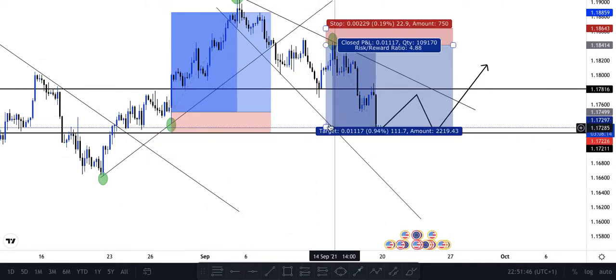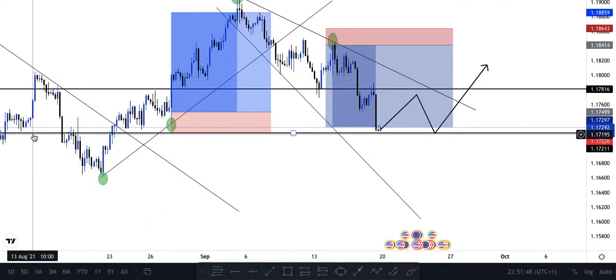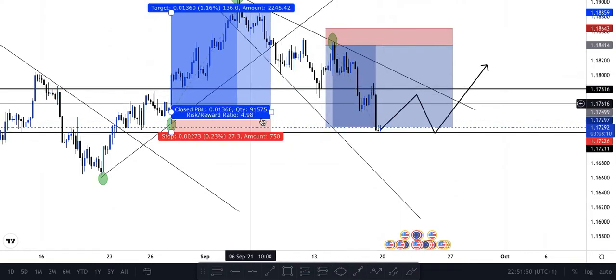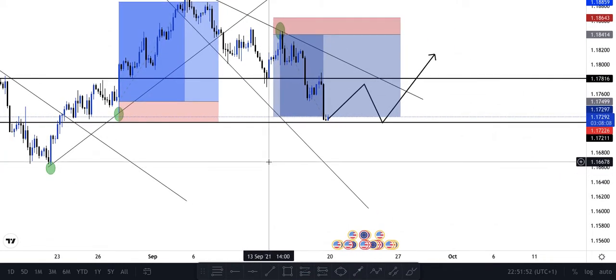And if you want to know how and why I put my support and resistance right here, please do check a video I did yesterday about support and resistance, where to put them, how to put them, and why they're valid, what makes the support and resistance line valid and what doesn't.